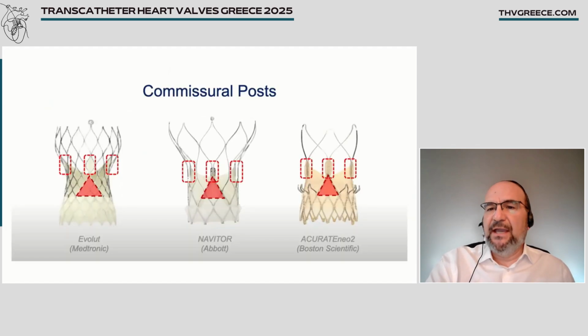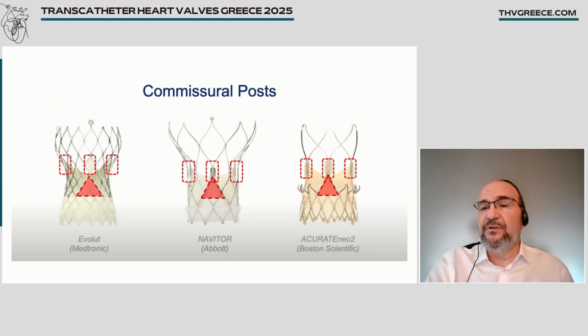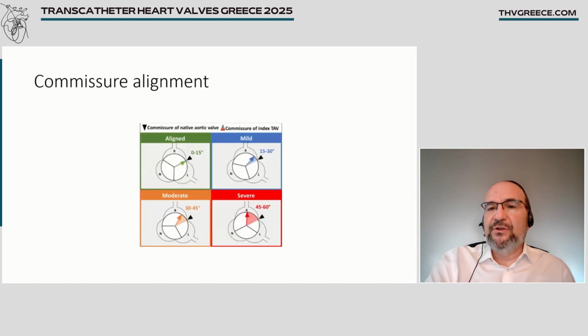And we all know how to perform commissural alignment now, but in the earlier ages of TAVI, we didn't know that. And we know that if the commissures of the TAVI are well aligned with the commissures of the native aorta, then we don't have obstruction to the coronaries. Whereas if we have misalignment, then we have more difficulty with the coronary access.